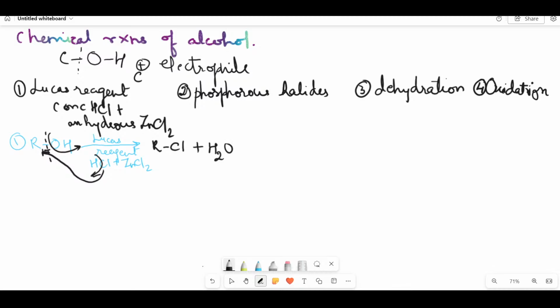So when an alcohol reacts in presence of Lucas reagent, that is HCl and zinc chloride, we get what is called alkyl halide and water. I'll just put it down over here. This is alkyl halide. Few more reactions. Let us see whether it is 1 degree, 2 degree or 3 degree alcohol that is undergoing this kind of reaction.